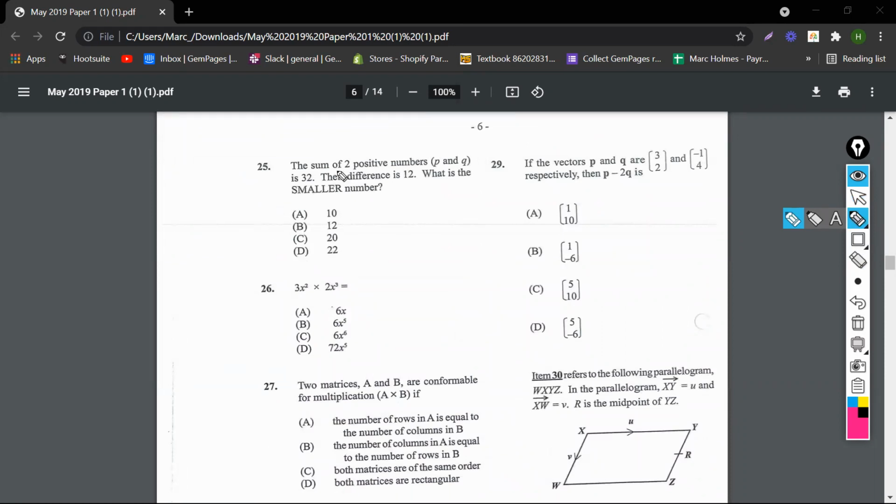So guys, this one says here, the sum of two positive numbers, P and Q, is 32 and their difference is 12. What is the smaller number? So the sum, P plus Q, is 32 and the difference, P minus Q, is equal to 12. What is the smaller number? This is easy to pick up.